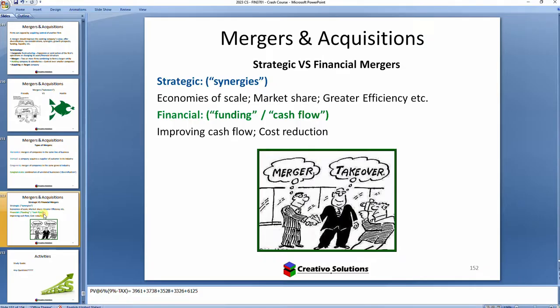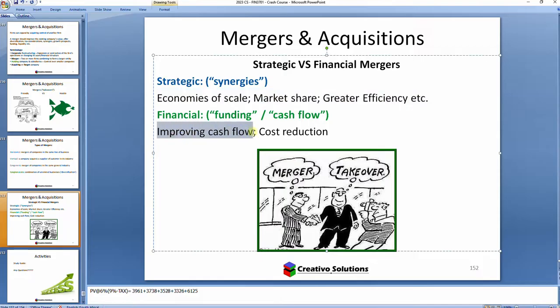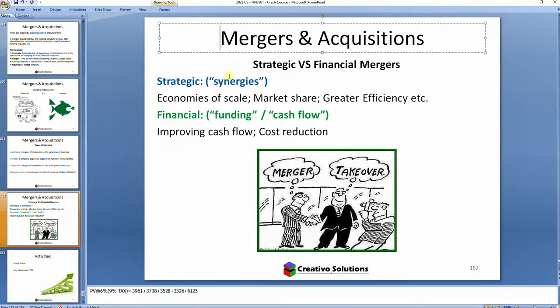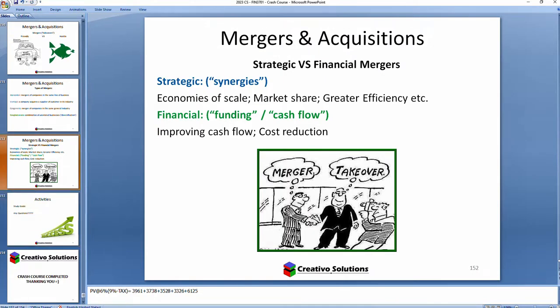And then the last thing is just strategic. Why would you ever want to do it? It's all about economies of scale, market share, efficiency, and financial. Improving cash flow, cost reductions. It's always strategic. Mergers and acquisitions, very strategic, very theoretical. So I think that's why they haven't asked too many questions about it in your module.